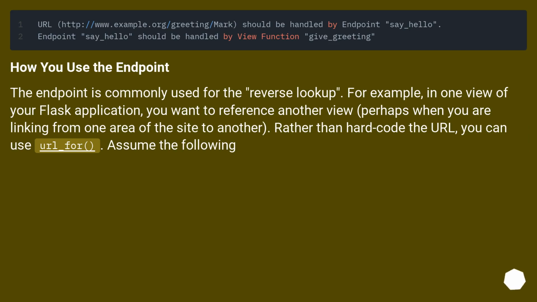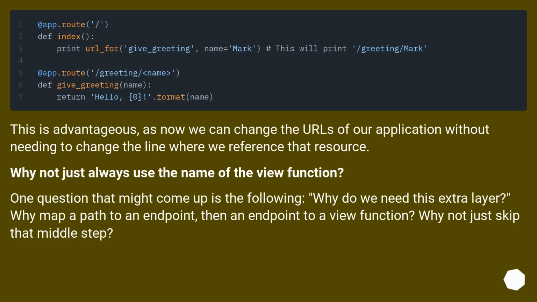How you use the endpoint. The endpoint is commonly used for the reverse lookup. For example, in one view of your Flask application, you want to reference another view, perhaps when you are linking from one area of the site to another. Rather than hard code the URL, you can use url_for. Assume the following. This is advantageous as now we can change the URLs of our application without needing to change the line where we reference that resource.